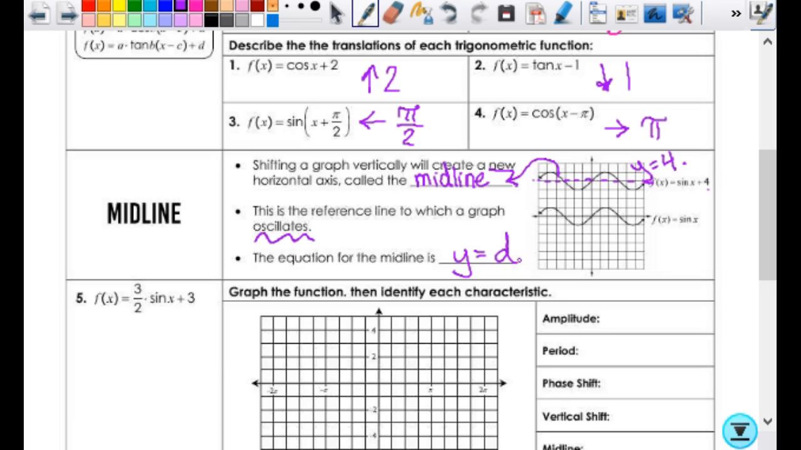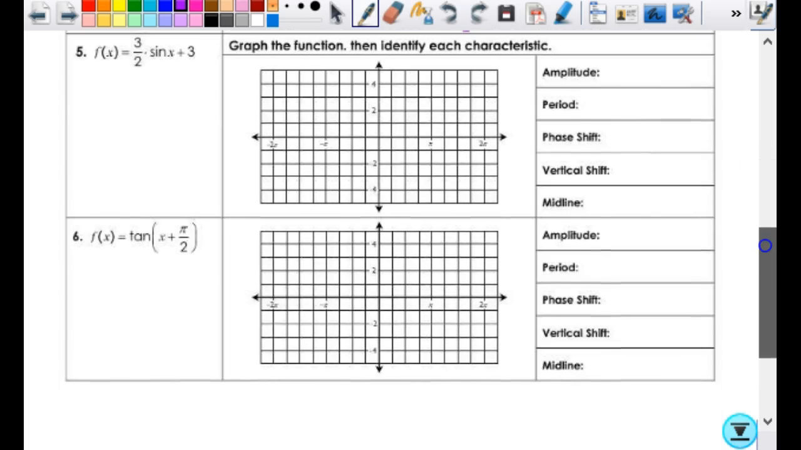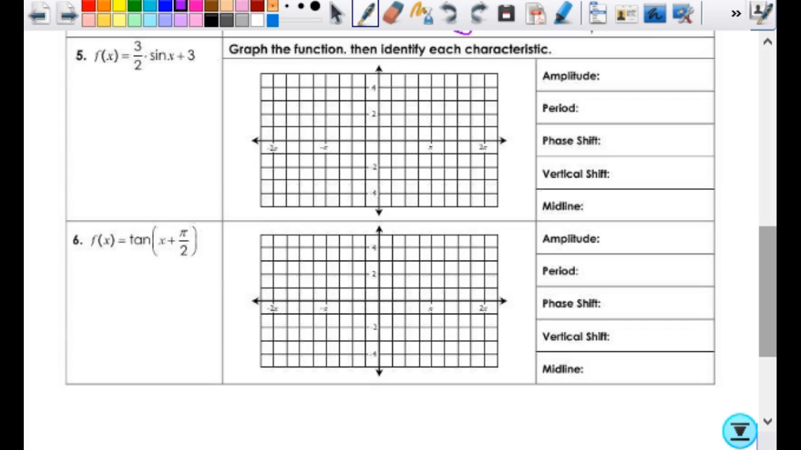There were definitely some transformations that we did that were kind of tricky. These really are not that bad. They look horrible because they're so repetitive, but it's repetitive, and that's really good news. So let's do a couple of these. It says graph the function, then identify each characteristic. All right. Well, it's really easy to identify the characteristics first. So let's look at what we have.